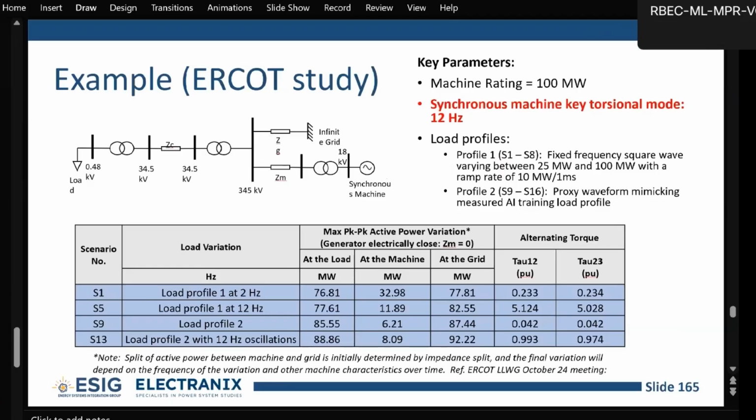So what we've done here is we've basically picked a couple of machine or load profiles, trying to find the worst cases.